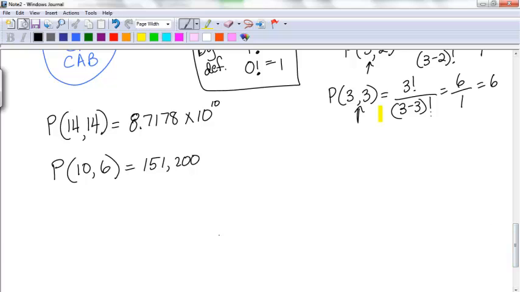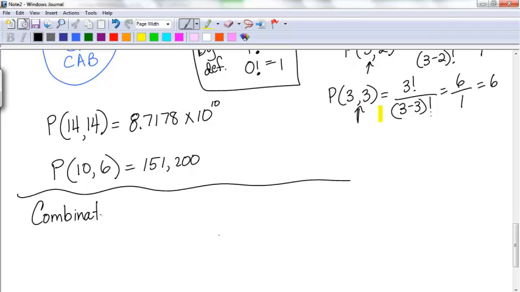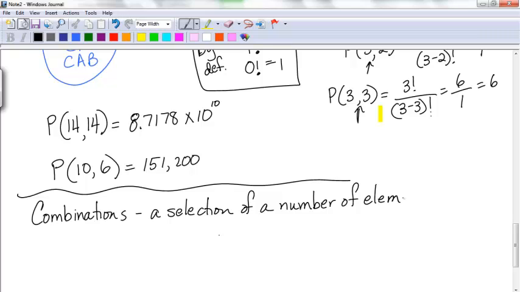The last part, combinations. We're nearing the end. Combinations. The difference is the order. Combinations, it's a selection of a number of elements without regard to order. That's a key phrase, without regard to order. So when you're doing these problems, you have to make a decision. Does order make a difference?